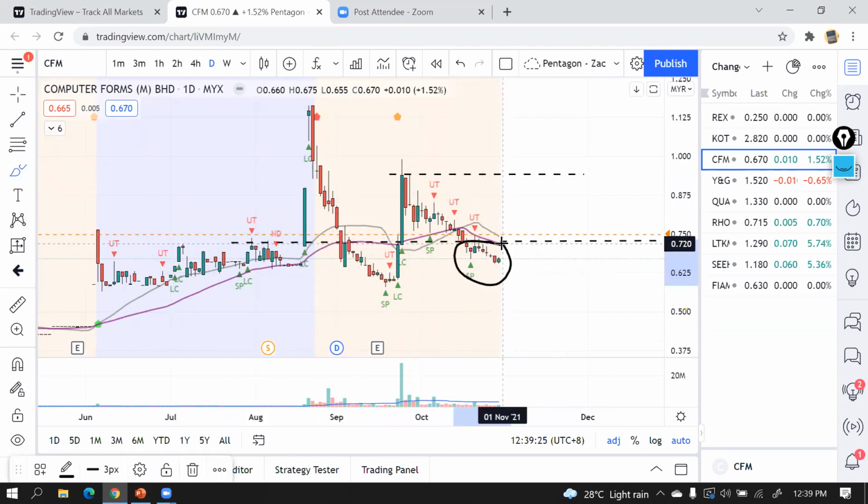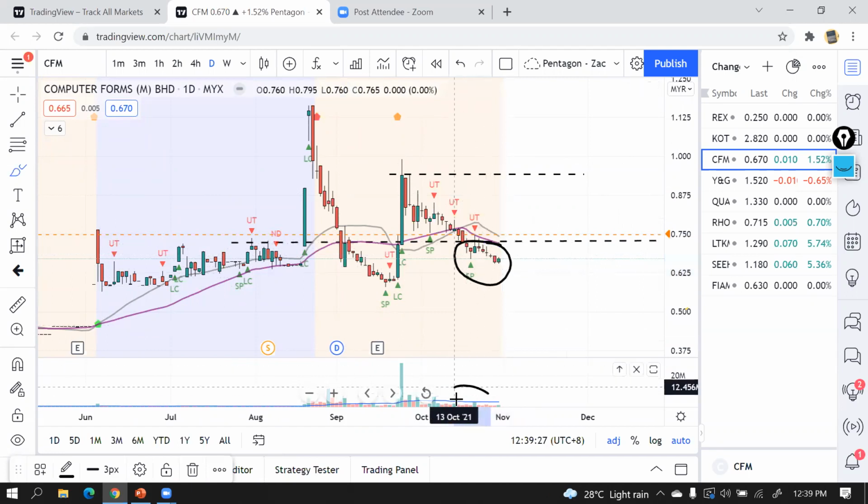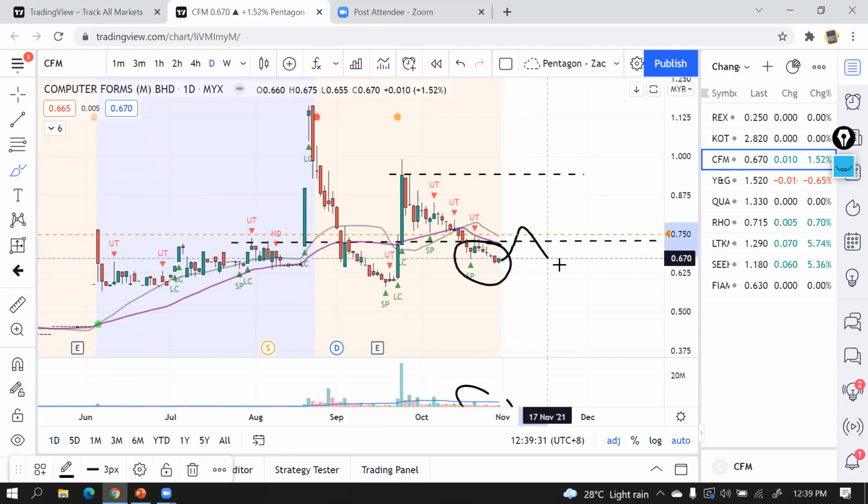So this is probably a shakeout area, because the volume is extremely low. So I'm looking for a few effort bars, probably here. Again, no rush for me. I think no rush. So let's see how it goes.